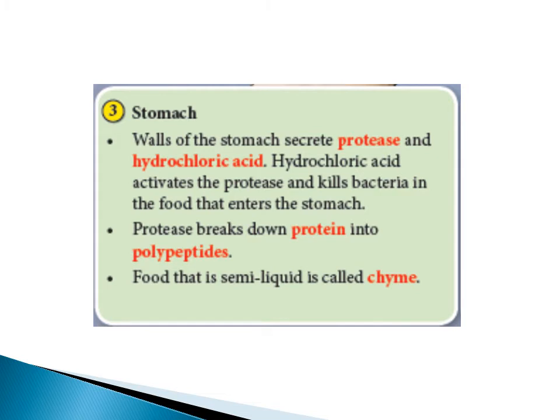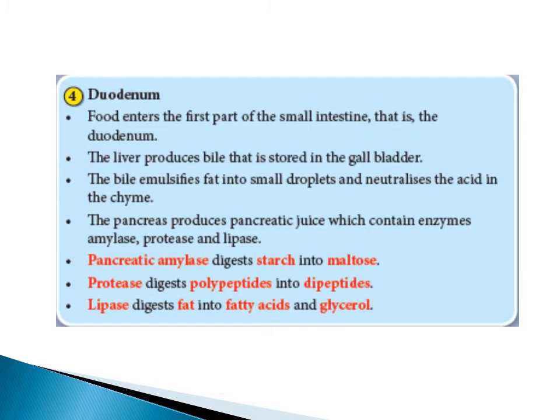Next, food enters the first part of the small intestine, that is the duodenum. The liver produces bile that is stored in the gallbladder. The bile emulsifies fat into small droplets and neutralizes the acid in the chyme. When fat is emulsified into small droplets, it is easier to break down, and the nutrients can be absorbed by the body.